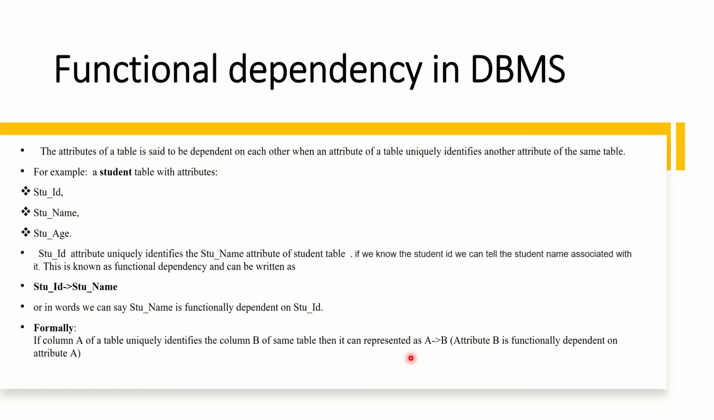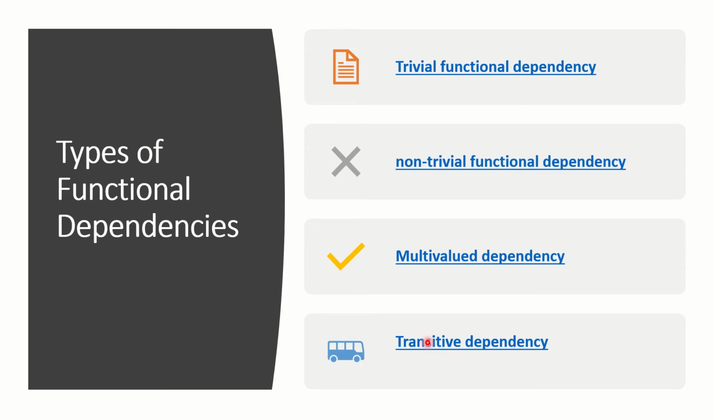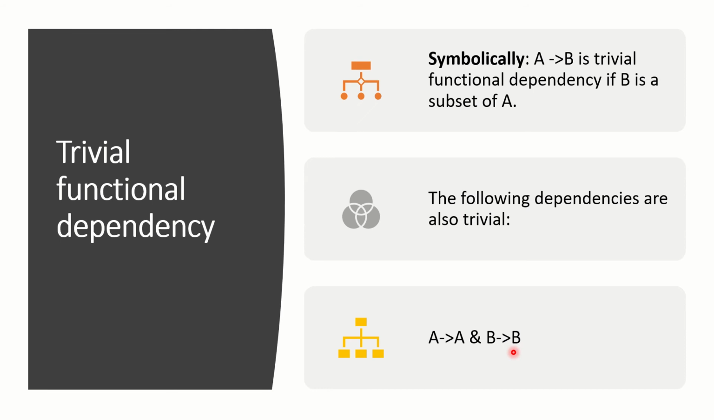So first of all, we explained what is the meaning of a functional dependency. If you have a table which contains different attributes, and any one attribute can be uniquely defined by some other attribute of the same table, that is the meaning of functional dependency, and it is denoted by an implies symbol. If A and B are two attributes of the same table, A implies B means that B is functionally dependent on A. Next, we explained there are four types of functional dependencies: trivial, non-trivial, multi-value, and transitive dependency. We can study each of them in detail.